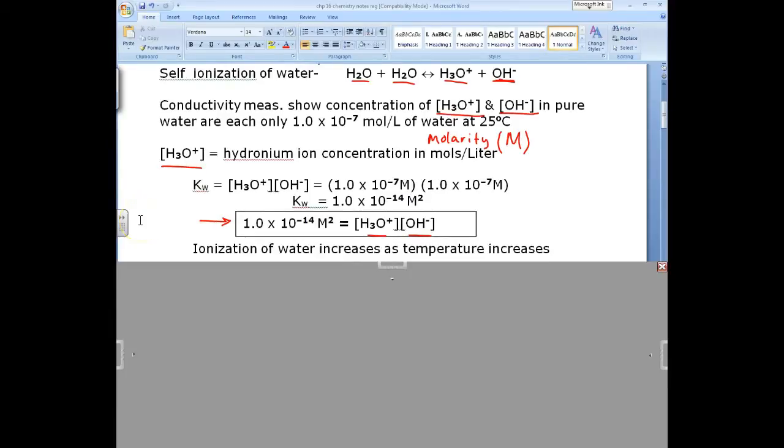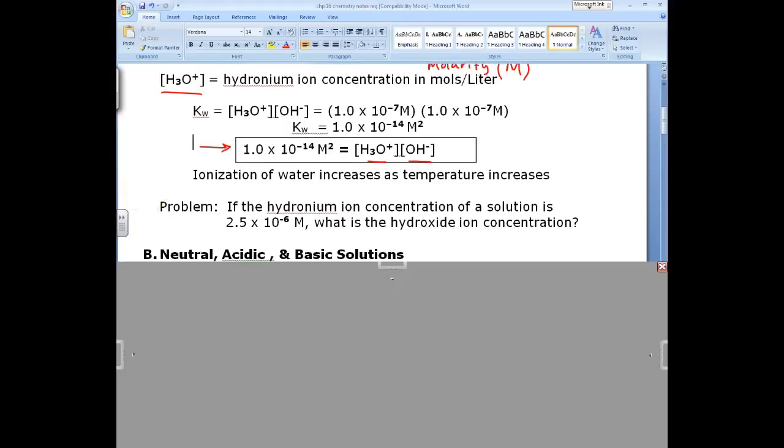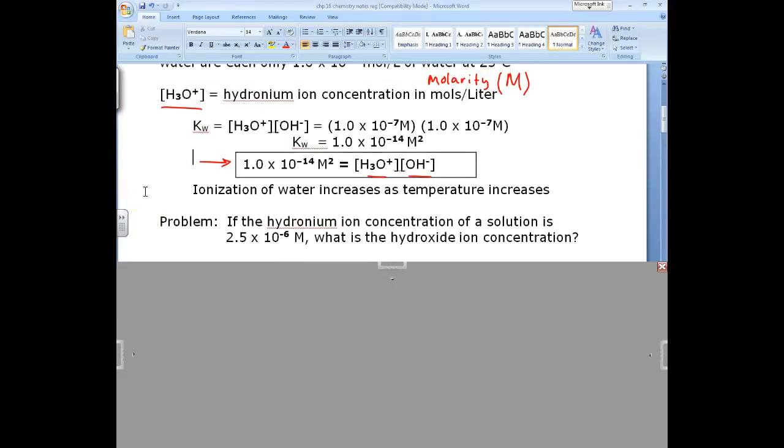Now again, ionization of water does increase as temperature increases. So that number was at 25 degrees C, which is room temperature for chemistry. So here's how we're going to use this. Hydronium ion concentration of a solution is 2.5 times 10 to the negative 6. What's the hydroxide ion concentration?